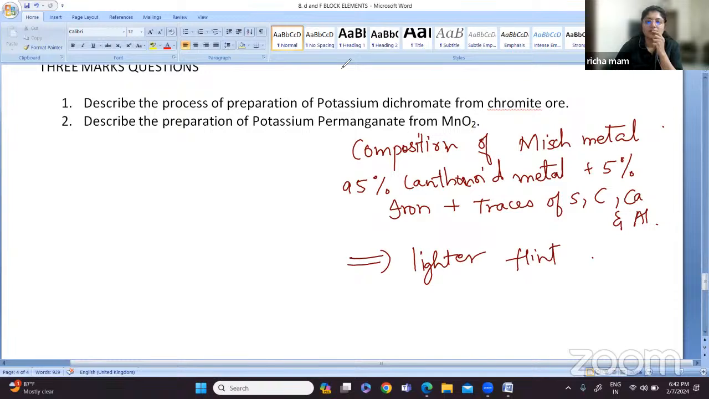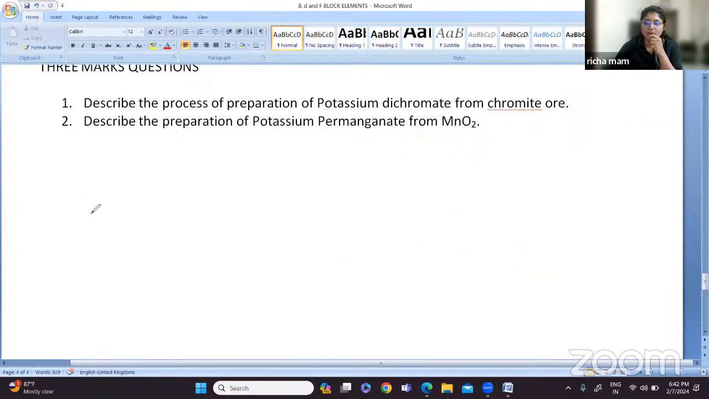Yes, correct. So these are the composition of mish metal: 95% lanthanide metal, 5% iron, and traces of sulfur, carbon, calcium, and aluminium. Okay, so these are some of the important questions from this particular chapter.